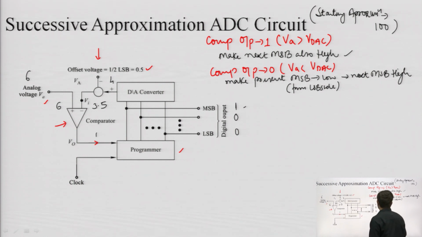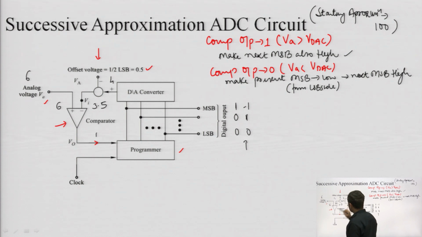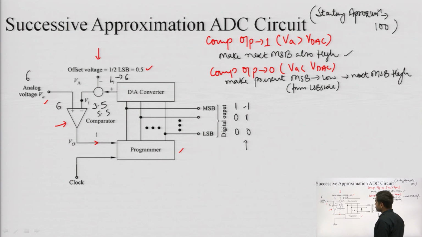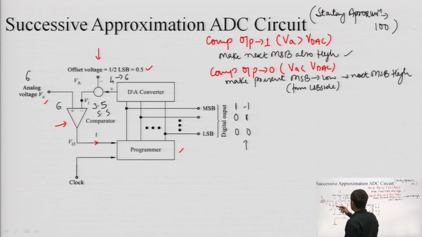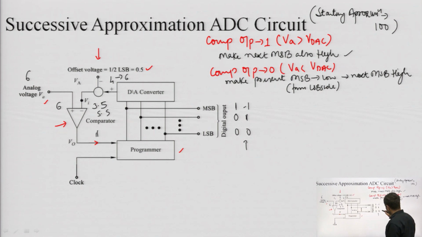For this 1, the programmer will start looking from the LSB side and make the next higher MSB also high. So now it becomes 110. Now this 110 enters the D2A converter. It becomes 6 minus 0.5, then it becomes 5.5, and 5.5 and 6 are compared. That means it is still high, so it will still give 1. If it is 1, then it will make the next MSB also high. In that case it will be 7.